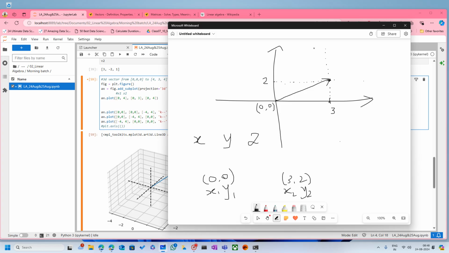Now let's say there is another axis also, the Z axis. The same point, 3 comma 2 comma, again let's say 2, is somewhere here. Or maybe let's say 3, or even 4. We will go for 4. Now our point is 3 comma 2 comma 4, which is your z2, and here it is your z1. Now we know this is the 0 comma 0 comma 0 point.